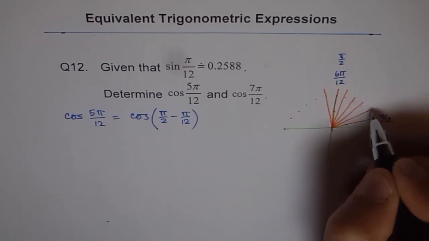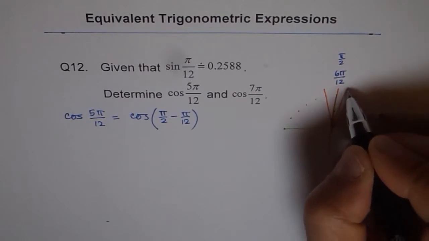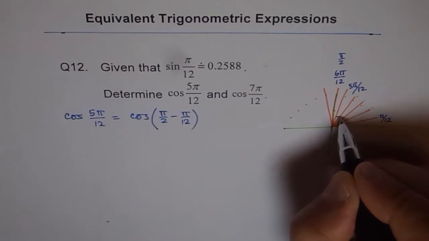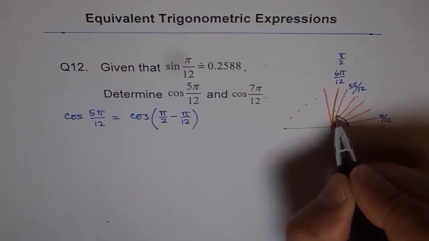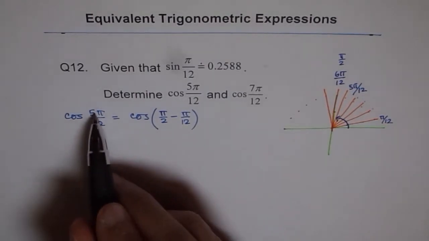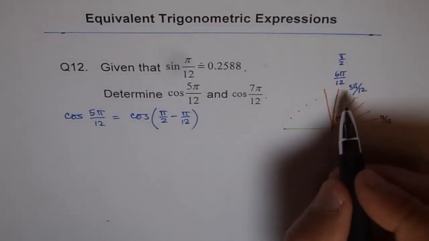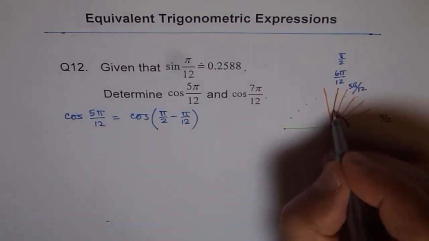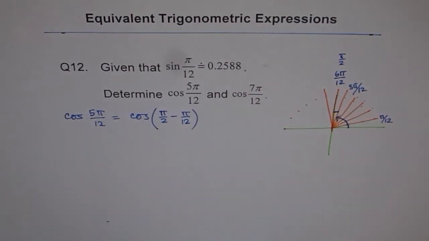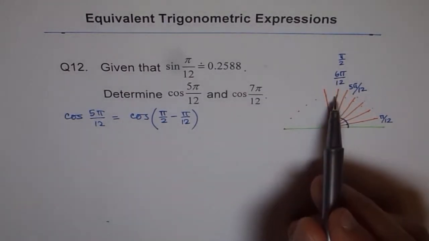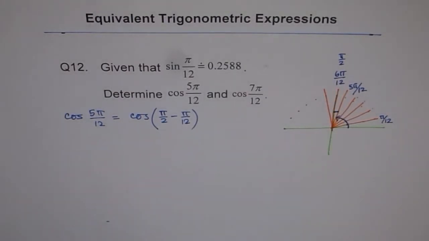So we have pi by 12, 2, 3, 4, and that is 5 pi by 12. This angle is what we are talking about, cos 5 pi by 12. So cos 5 pi by 12 is pi by 2 minus this pi by 12. Each is pi by 12, correct? So this angle 5 pi by 12 is the same as pi by 2 minus pi by 12. We get it from the graph.